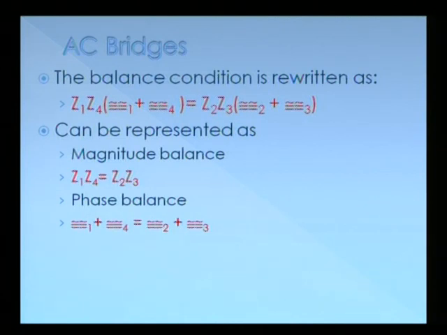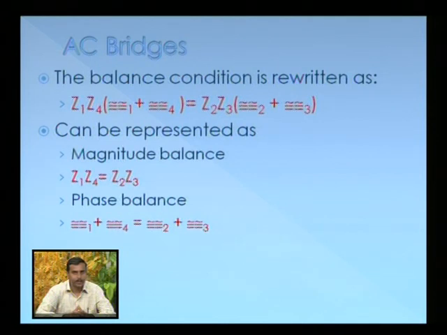Okay, the balance condition is rewritten here, that is Z1 with phase angle theta 1 times Z4 with phase angle theta 4 is equal to Z2 with phase angle theta 2 times Z3 with phase angle theta 3. So the same bridge expression contains two parts. One is the magnitude part, simply represented as Z1 Z4 is equal to Z2 Z3, which is called magnitude balancing, while the second part involves phase balancing, that is equalization of the phase due to the AC components involved, whether it is L or C. That is, theta 1 plus theta 4 should be equal to theta 2 plus theta 3. So as a result, there has to be equal phase across the branches.